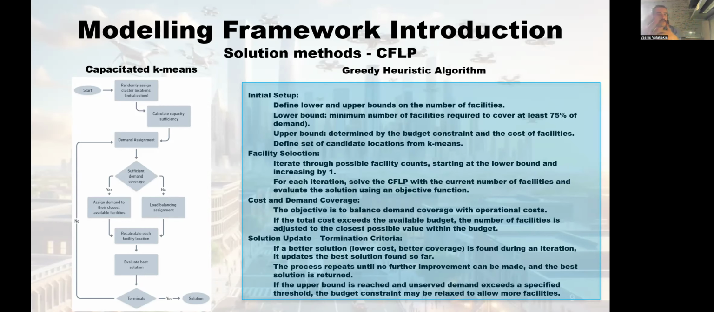And the objective is to balance demand coverage with operational costs. And if the total cost exceeds the available budget, which is basically the number of facilities, this will be adjusted to the closest possible value within the budget. And if a better solution, lower cost or better coverage, or a combination of the two, is found during an iteration, it updates the best solution found so far, and the process repeats until no further improvement can be made, and the best solution is returned. And if the upper bound is reached and unserved demand points still exist, and the unserved demand exceeds a specified threshold, the budget constraint may be relaxed to allow more facilities.